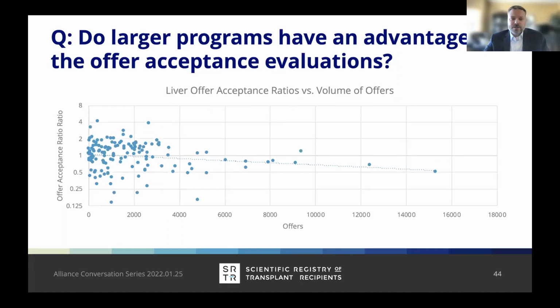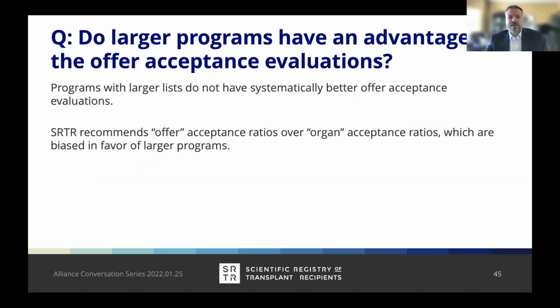This plays out in liver as well. It's actually slightly more pronounced in liver programs. Liver programs with larger lists tend to have worse offer acceptance practices than those with smaller lists on average. So that summarizes the point I was just making, that it's perhaps counterintuitive that this would somehow benefit large programs. It tends to actually play out to be the opposite in practice.